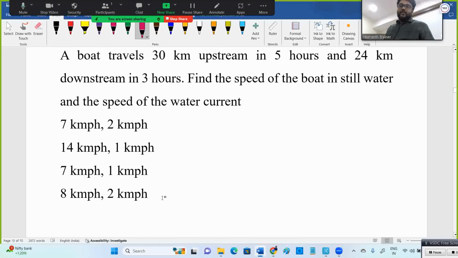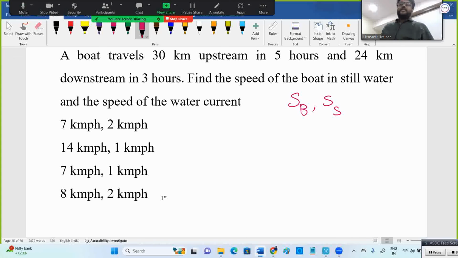Boat and stream. A boat travels 30 km upstream in 5 hours and 24 km downstream in 3 hours. Find the speed of the boat in still water, SB, and the speed of the water current, SS. They're asking for the SB and SS values.